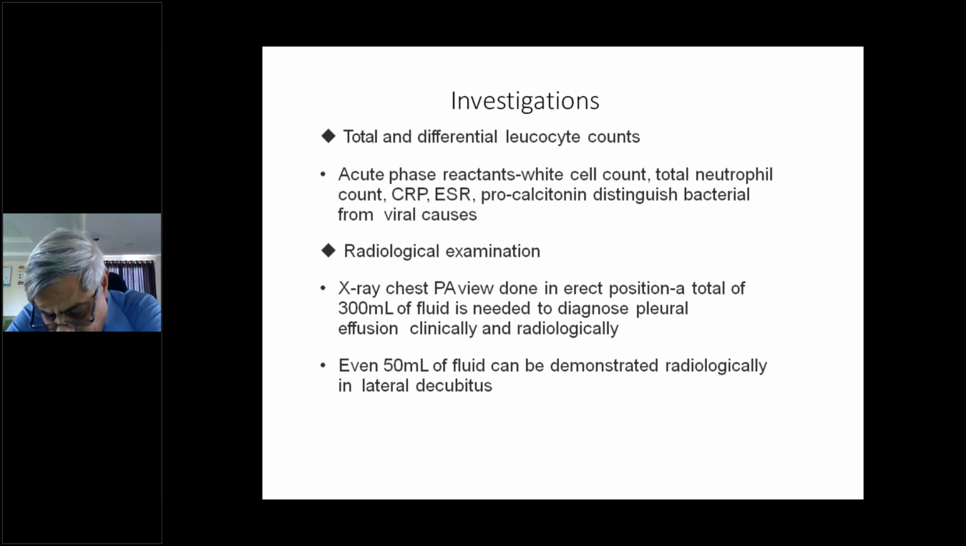X-ray chest, as I already told you, minimal 300 ml of fluid is required to diagnose pleural effusion. Because a minimum of 300 ml of fluid is needed, how will you diagnose it? What are the X-ray findings?